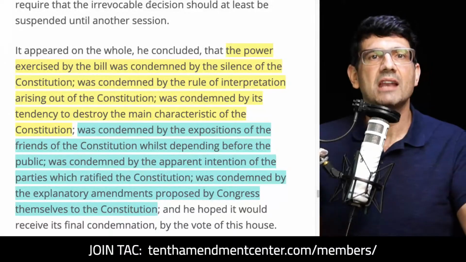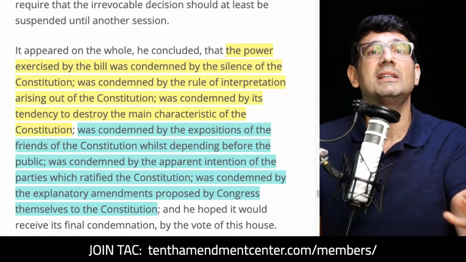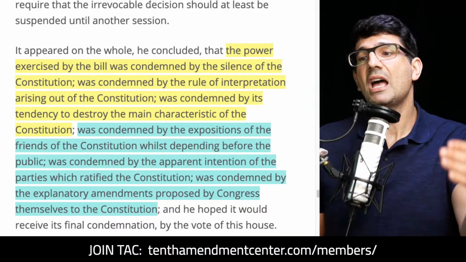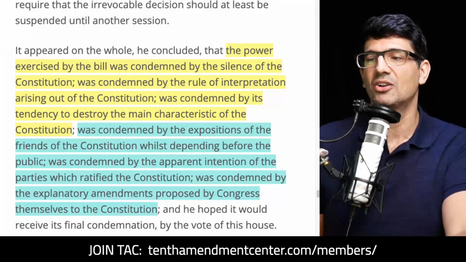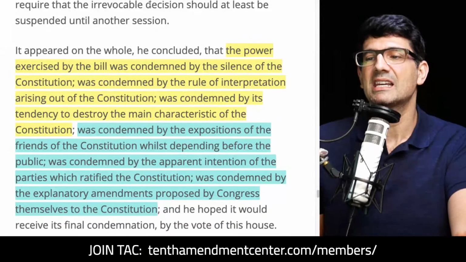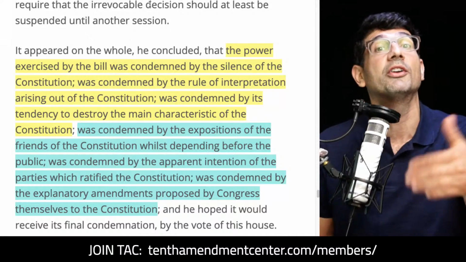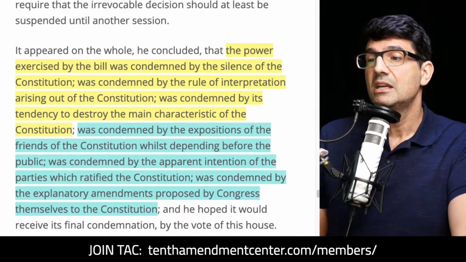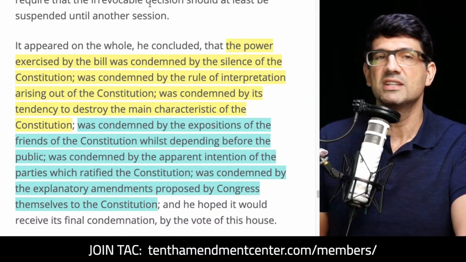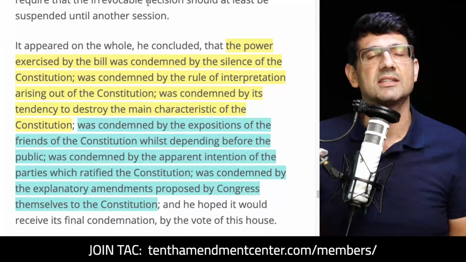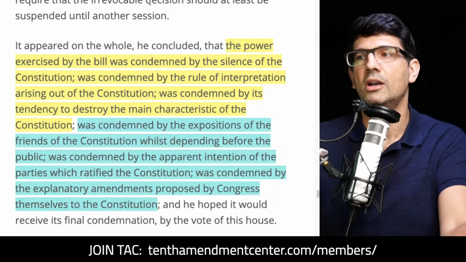So if you go beyond that, as Jefferson said in the coming weeks, it is to take a boundless field of power. He goes on, it was condemned by the apparent intention of the parties which ratified the Constitution. It was condemned by the explanatory amendments proposed by Congress themselves to the Constitution, which were under consideration at that time, and he hoped it would receive its final condemnation by the vote of this House. So he argued aggressively against this, even though in the Philadelphia Convention he proposed this kind of power.